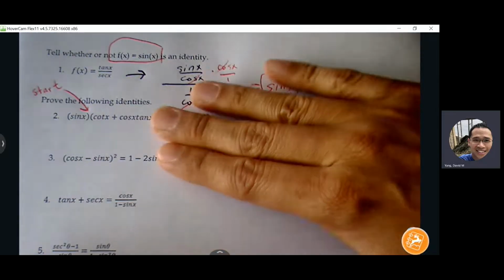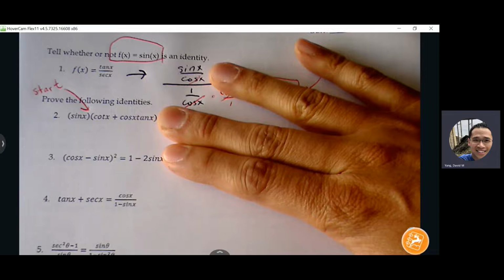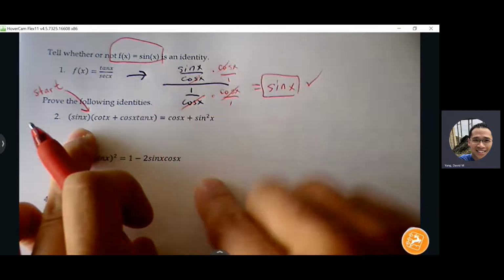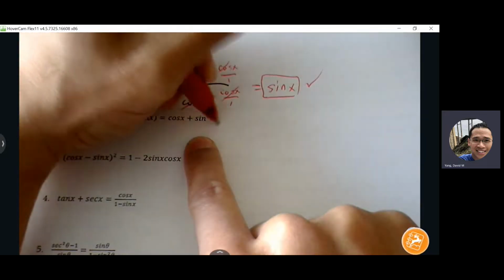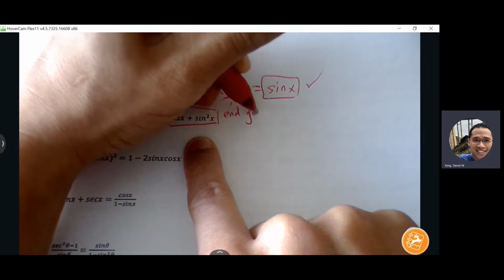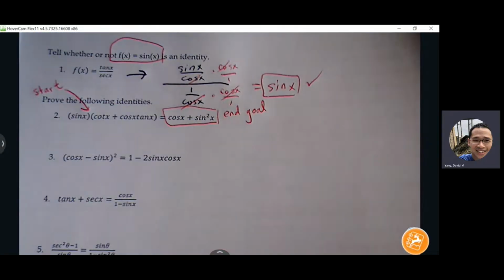And we're just going to play with the left side. We're just going to clean up, clean up, clean up. And then we know we've reached the end if we can make that left side look like the right side. So this is the end goal here. We know we're done when we can start on the left side.